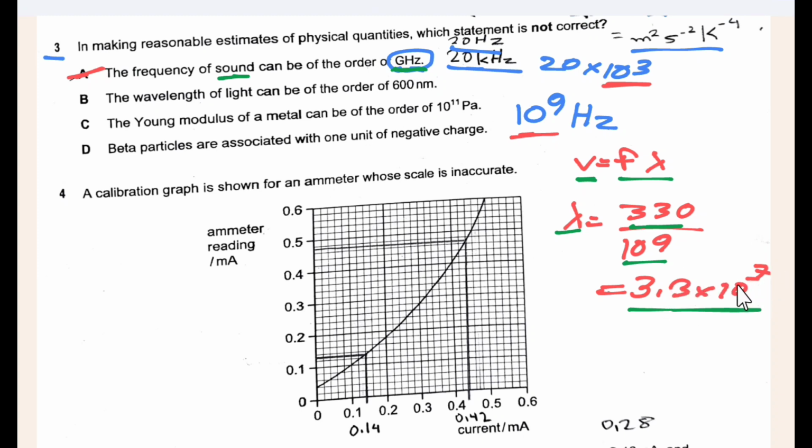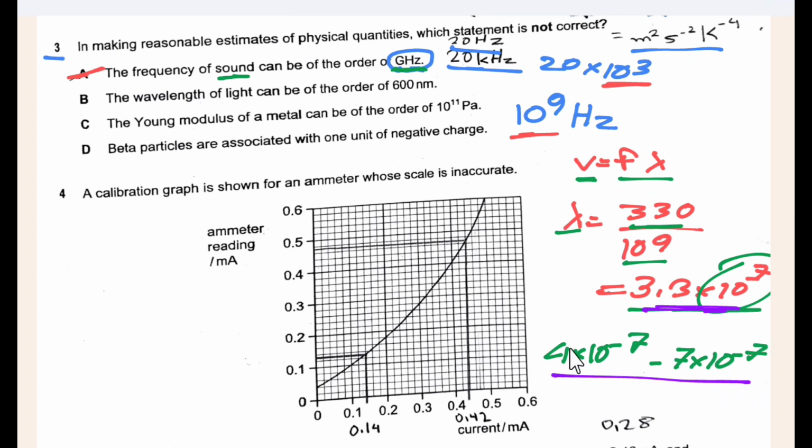this wavelength, that is 10 to the power -7, is the wavelength of light, that is 4 into 10 to the power -7 to 7 into 10 to the power -7. So if we compare this wavelength with the wavelength of light, we can see that this wavelength is the same. If we think carefully, sound has a wavelength that is much greater than light, but here we can see that the wavelength is equal to light, so this statement is wrong. So option A is the wrong statement, so it is correct.